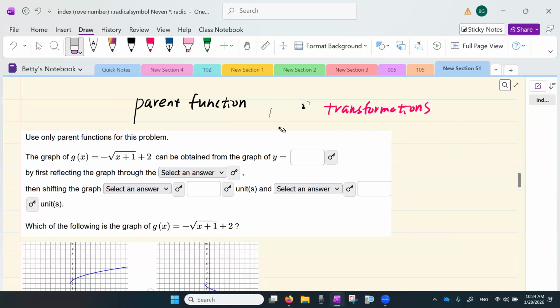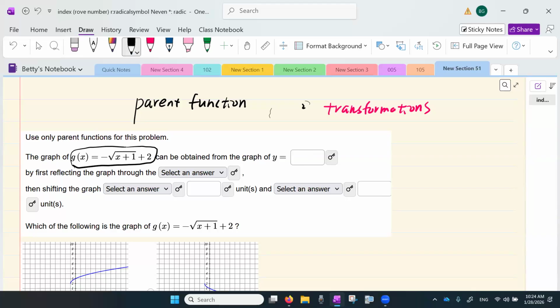Parent function. Use only parent functions for this problem. The graph of g, which is negative square root of x plus 1 plus 2, can be obtained from the graph of what? They ask you which function can be the parent function of this function g. What do you think? Square root. Yeah. Square root of x. Yeah, square root function. Here, you are going to just enter square root of x, okay?